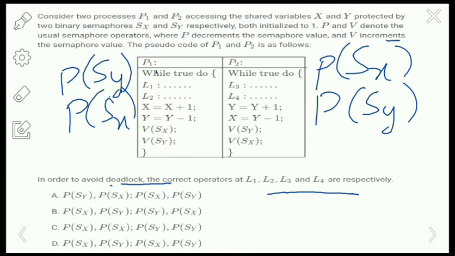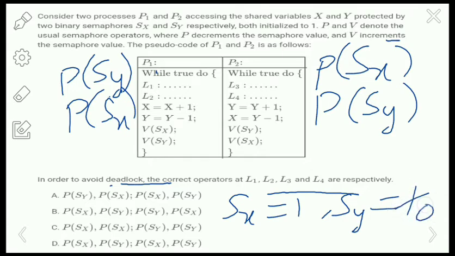So what will happen here? The Sx value is 1 and Sy equals 1, right? If you perform the down operation on Sy, it will become 0, and if you perform the down operation on Sx, it will become 0. You cannot perform the down operation if the semaphore value is 0, right? So P of 0 means we cannot enter the critical section, right?